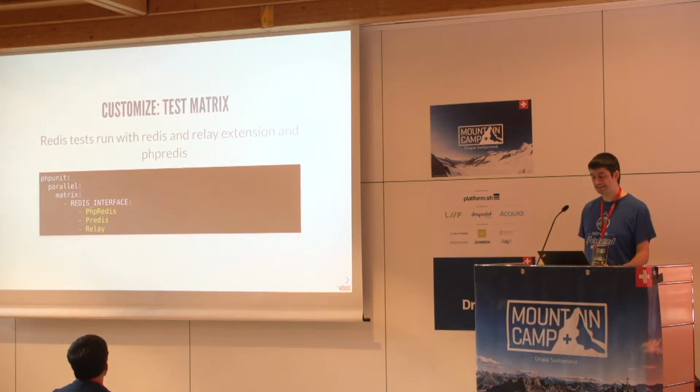You can even have a test matrix. So the Redis project supports 3 different integrations. You can use the default PHP Redis extension. You can use a PHP implementation, pRedis. And for a while now, there is also a new extension called Relay that you can use as well. We test all these different integrations in a loop, basically. So setting up this matrix will do that.